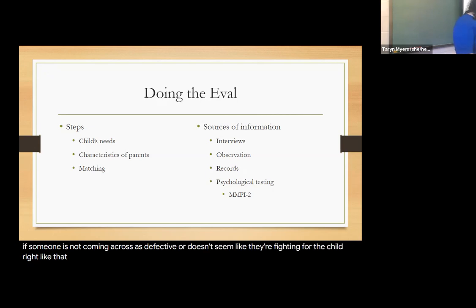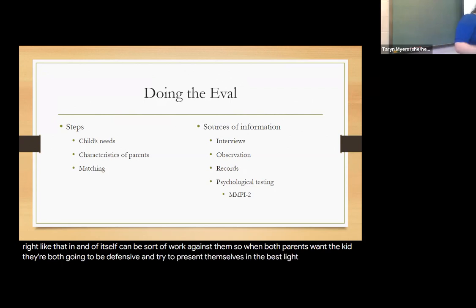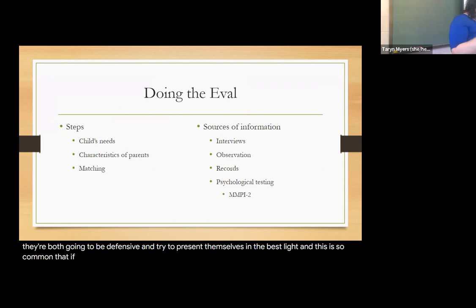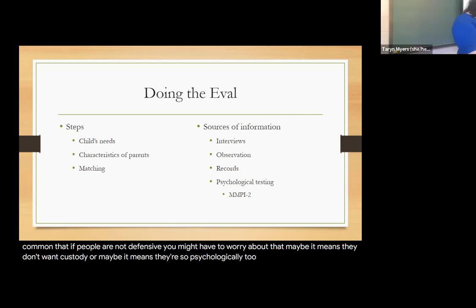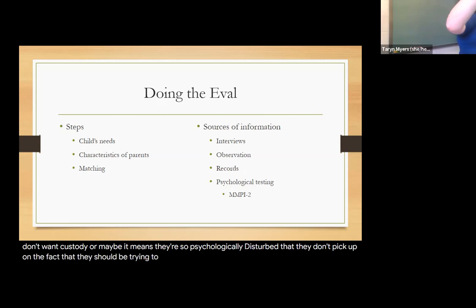Like that in and of itself can sort of work against them. So when both parents want the kid, they're both going to be defensive and try to present themselves in the best light. And this is so common that if people are not defensive, you might have to worry about that. Maybe it means they don't want custody, or maybe it means they're so psychologically disturbed that they don't pick up on the fact that they should be trying to make themselves look good, right?